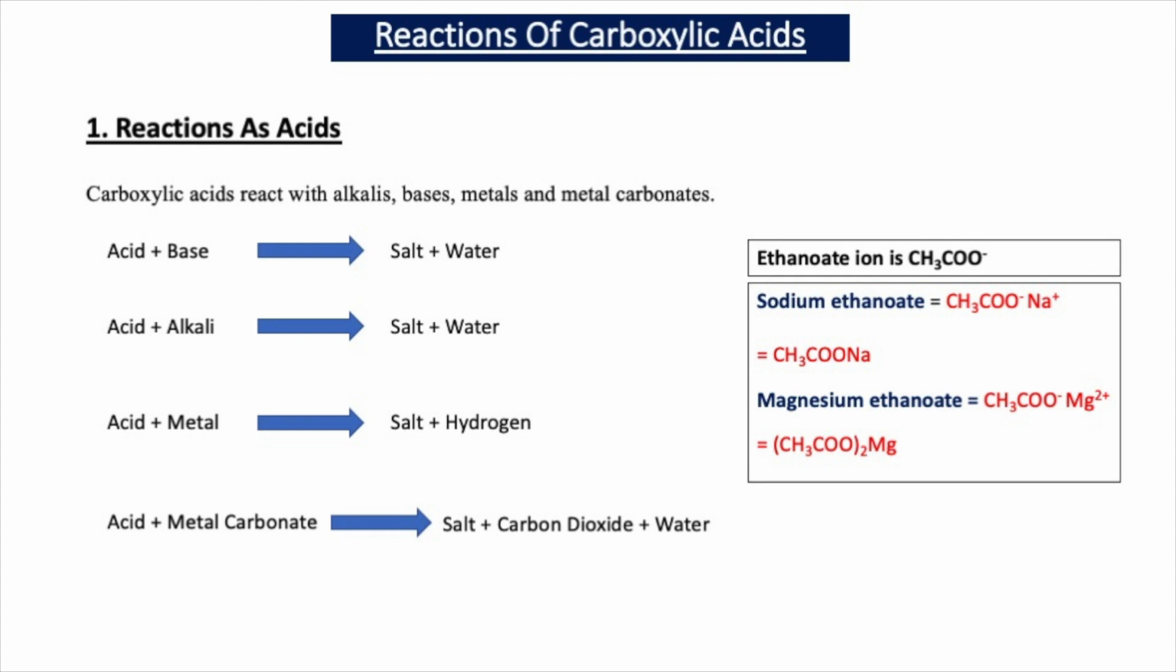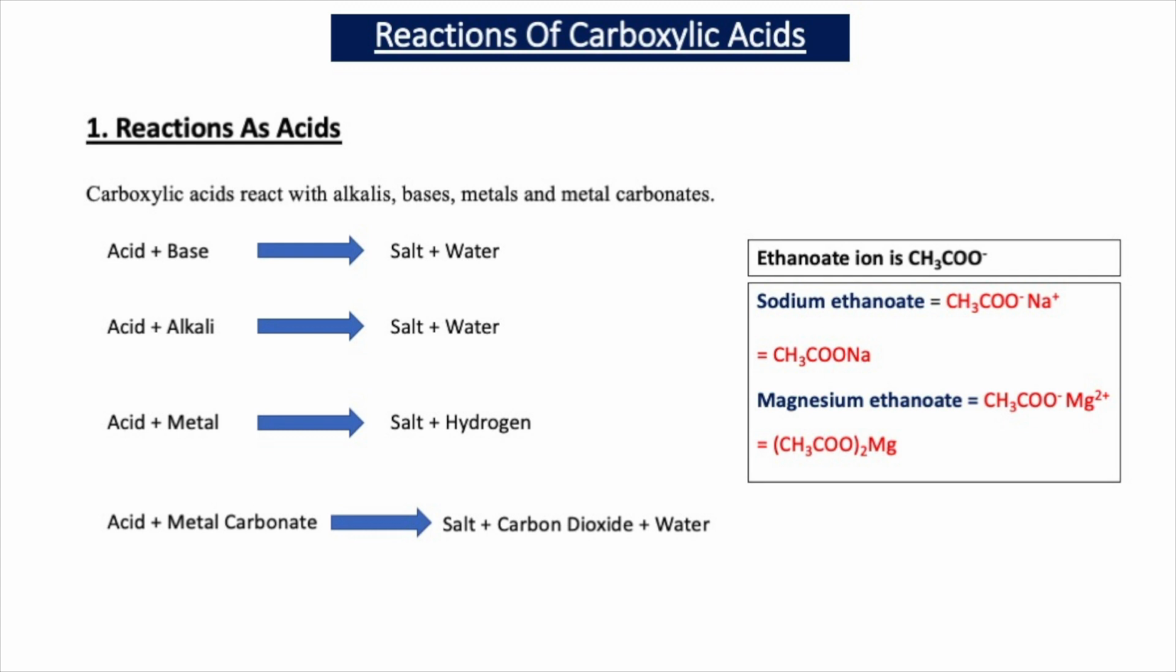Now, carboxylic acids have typical reactions of acids. In other words, they react with alkalis, bases, metals, and metal carbonates to form salts. So, an acid plus base forms a salt and water, an acid plus alkali forms a salt and water, an acid plus metal forms a salt and hydrogen, and an acid plus metal carbonate or metal hydrogen carbonate forms a salt, carbon dioxide, and water.